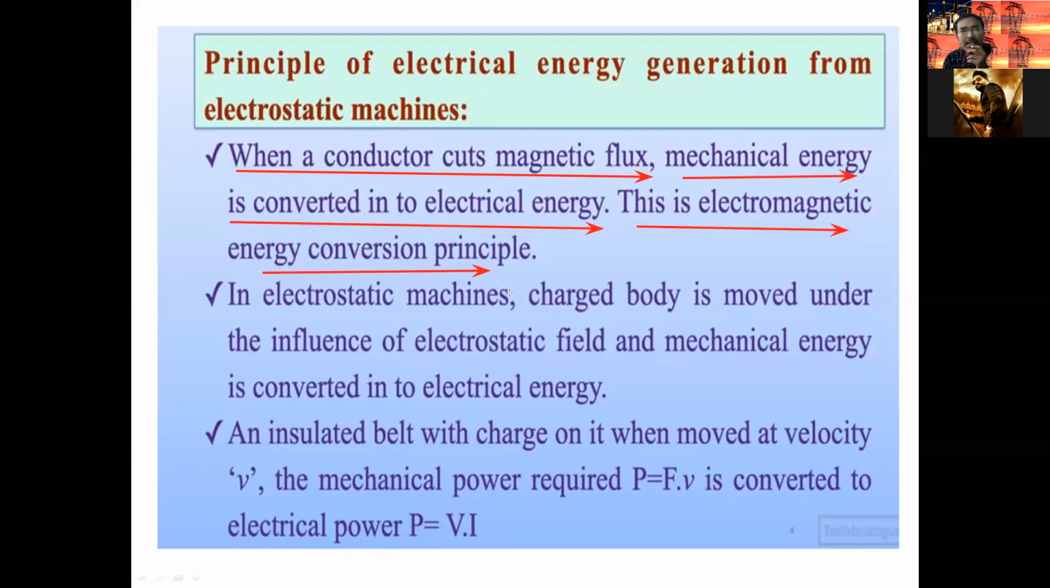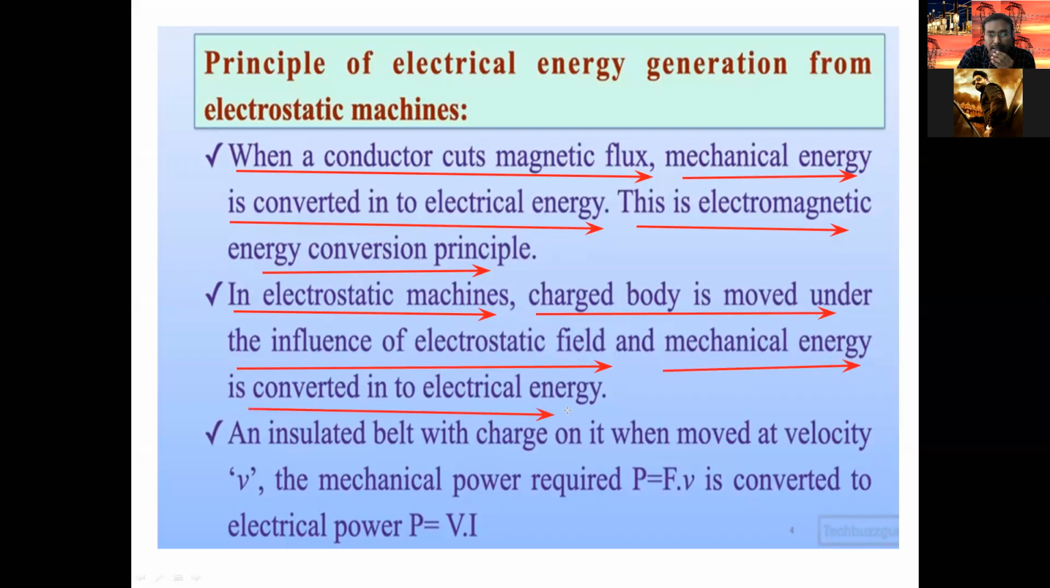For example, in a DC generator, a rotating conductor is placed in a stationary magnetic field. It experiences some current and EMF. So same as here also. In electrostatic machines, a charged body is moved under the influence of an electrostatic field, and mechanical energy is converted into electrical energy.